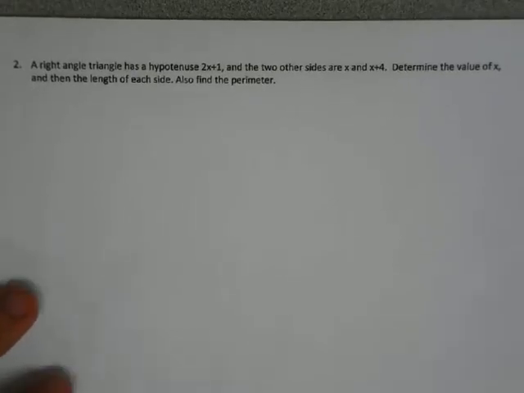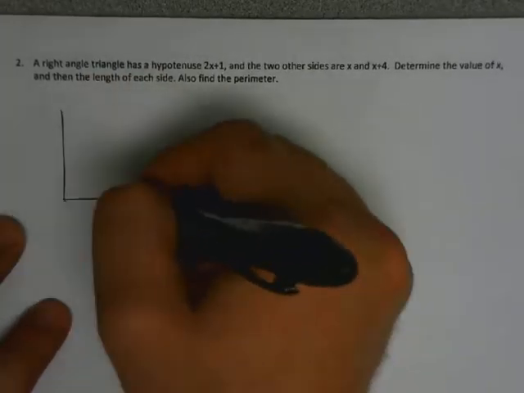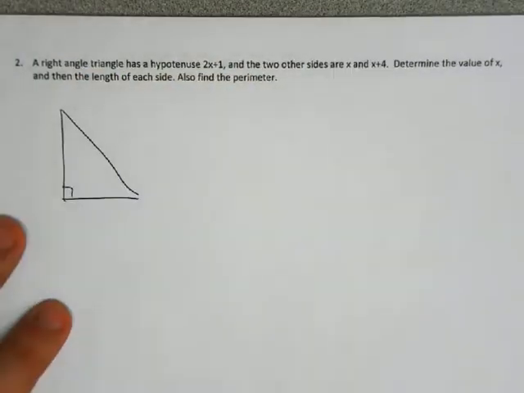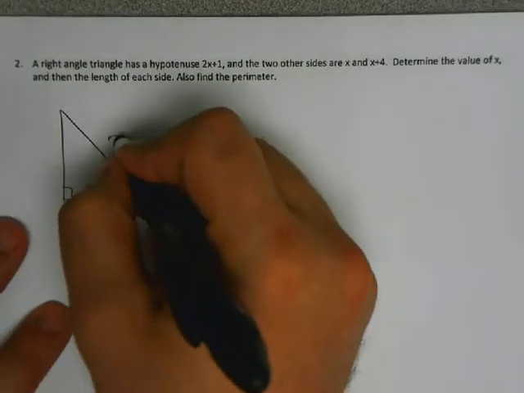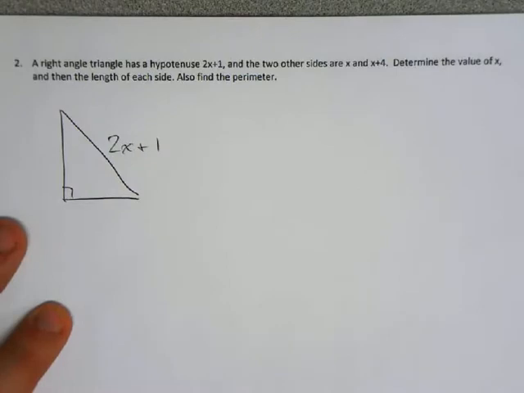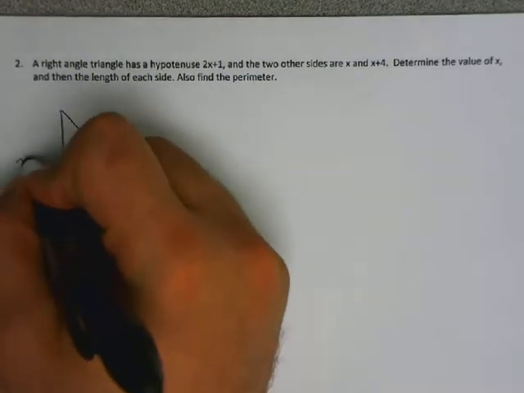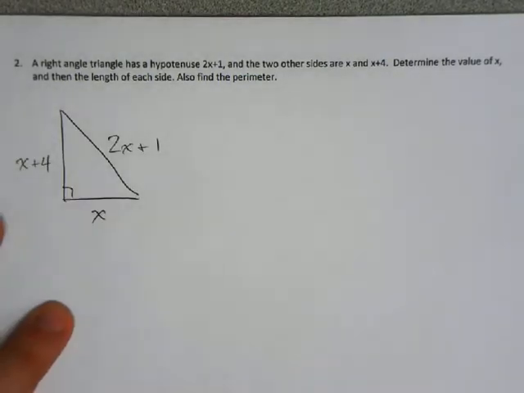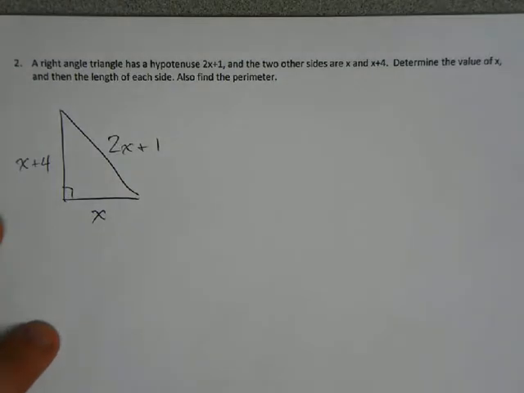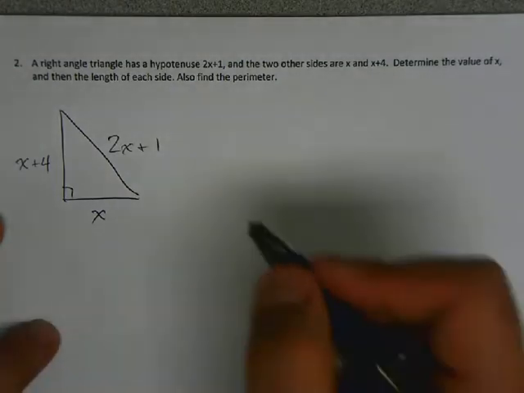All right. Next question says a right angle triangle. So before we keep going, I'm going to draw a right angle triangle. Has a hypotenuse 2x plus 1. And the two other sides are x and x plus 4. Determine the value of x, find the length of each side, and find the perimeter. All right, so first let's set up the equation.